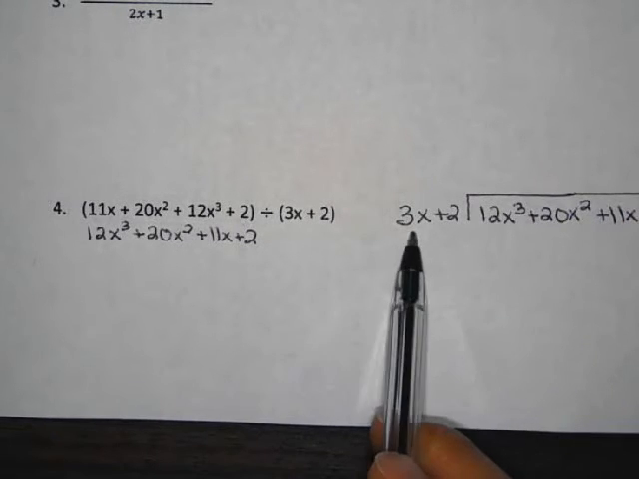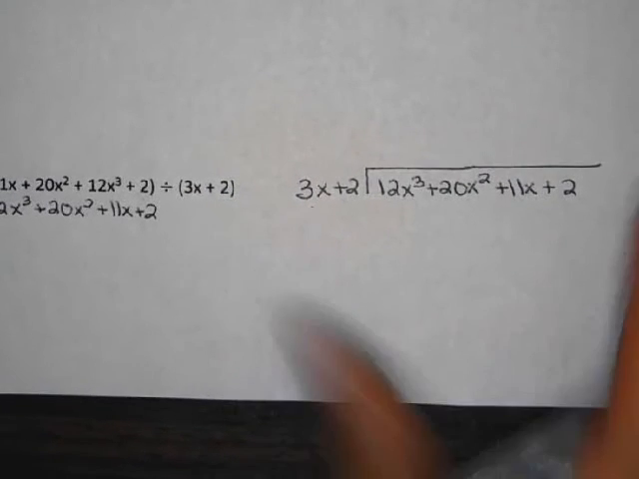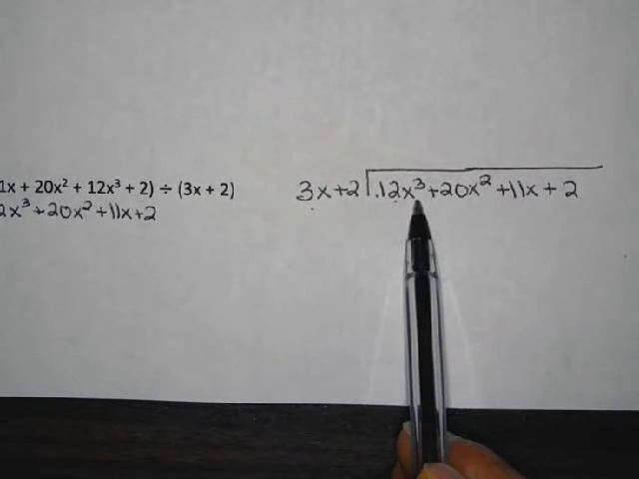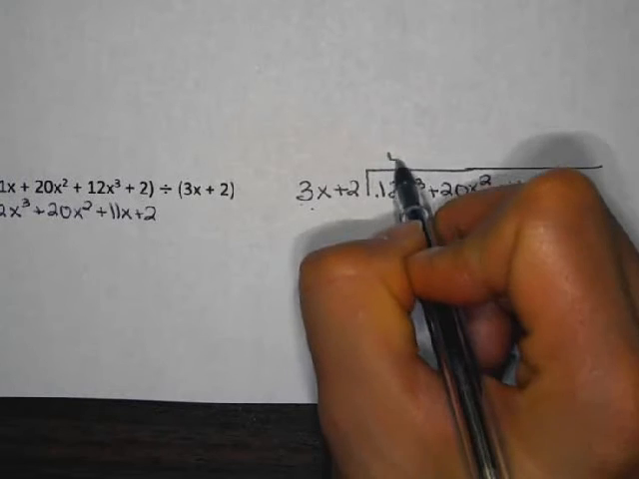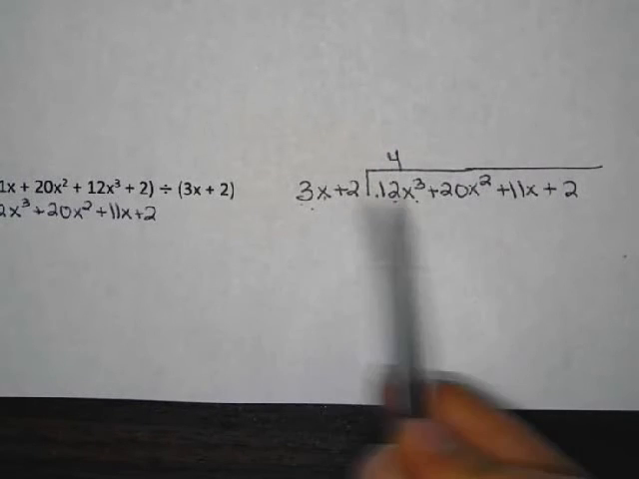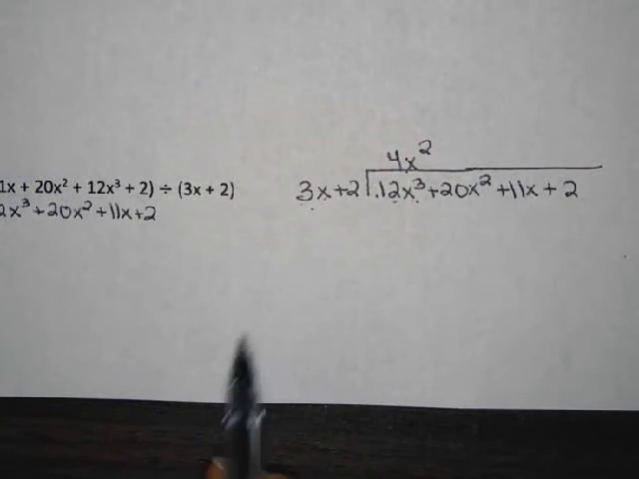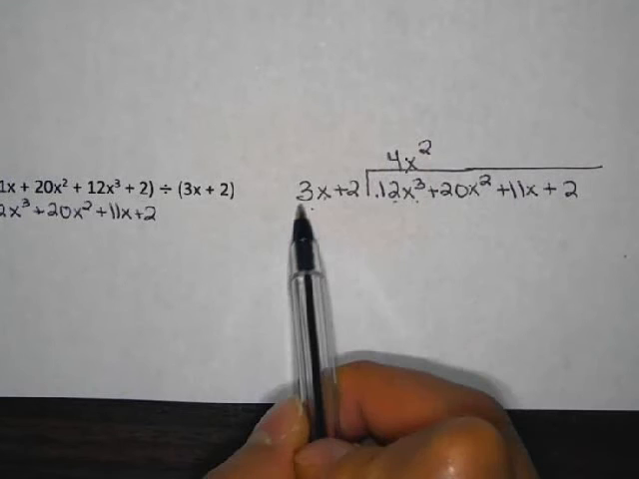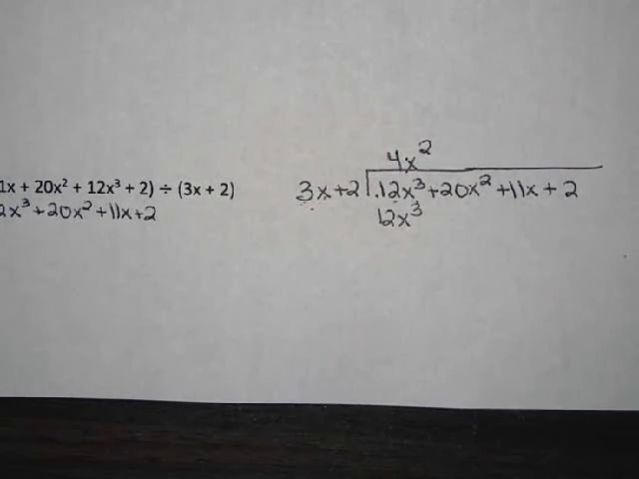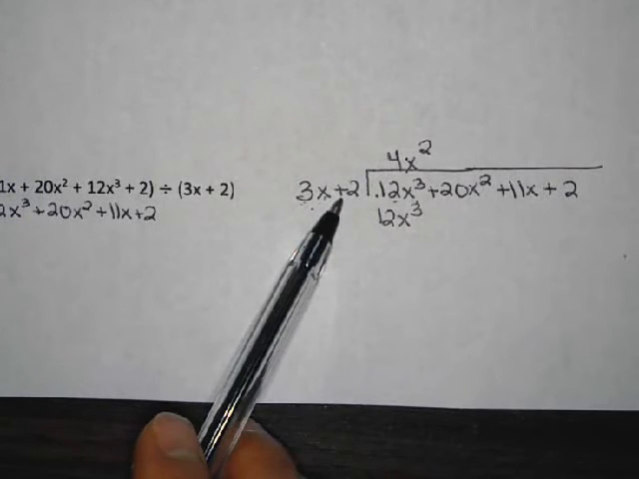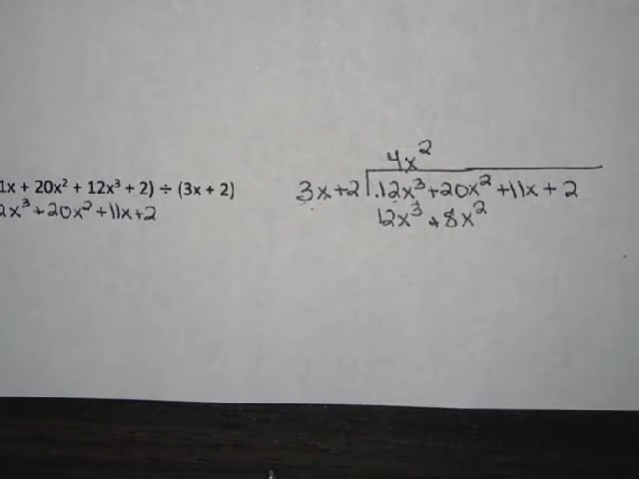Alright, again, we're just going to focus on this linear term here. So I want to know how many times does 3x go into 12x cubed. Well, we know we have a 3 and a 12. 3 times 4 is 12. We want x into x cubed. That would have to be x squared times. Now 4x squared times 3x is going to give me my 12x cubed. Now we multiply 4x squared times 2, which is 8x squared, positive 8x squared.